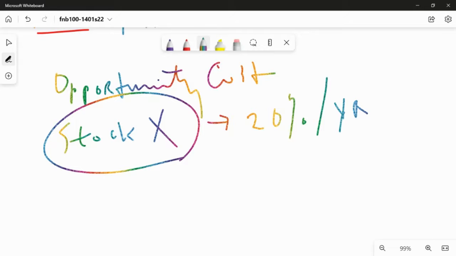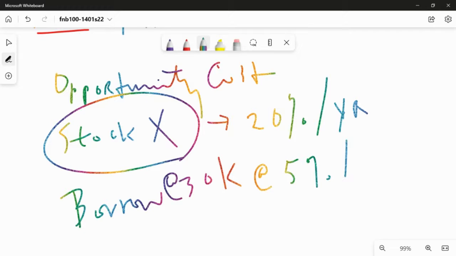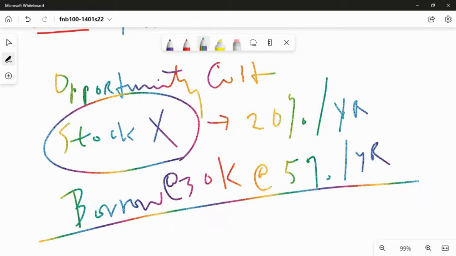So think about it. If you didn't use 30K to pay for the car, how would you buy the car? Borrow money. If you borrow 30K at 5% interest rate, then think about it. You use your own 30K to buy the stock and it gives you 20% return a year, but you borrow 30K at 5%.